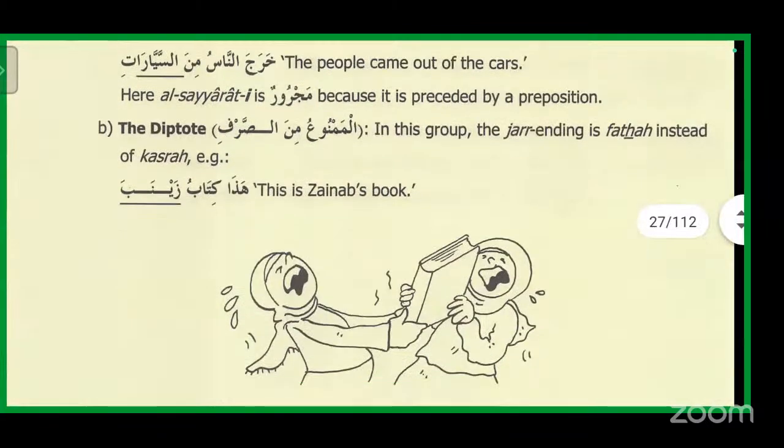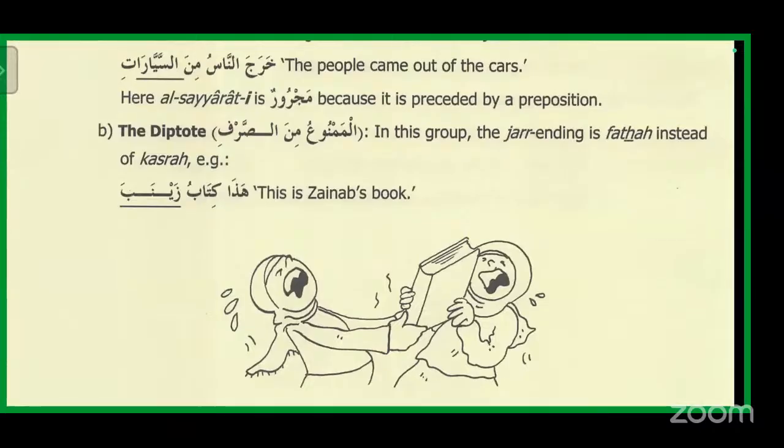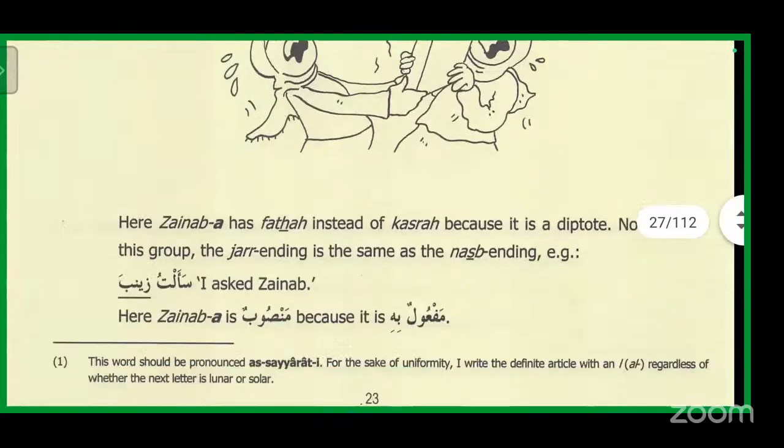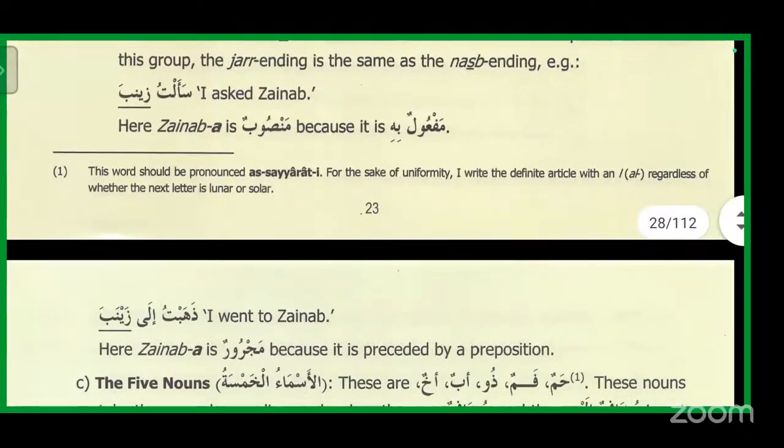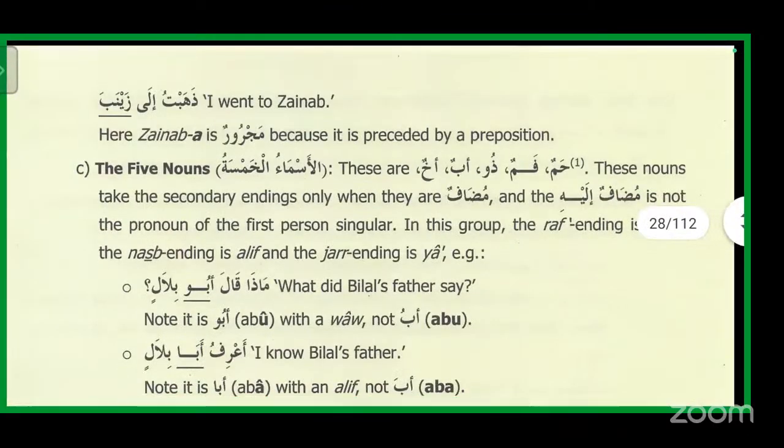The diptote, mamnu min sarf. In this group, the jar ending is fatha instead of kasra. Example, Haza kitabu Zainabah. This is Zainab's book. Here Zainabah has fatha instead of kasra because it's a diptote. Note that in this group, the jar ending is the same as the nasab ending. Example, Sa'altu Zainabah. I asked Zainab. Here Zainabah is mansubun because it is maf'ul bihi. Zahabtu ila Zainaba. I went to Zainab. Here Zainaba is majrurun because it is preceded by a preposition.